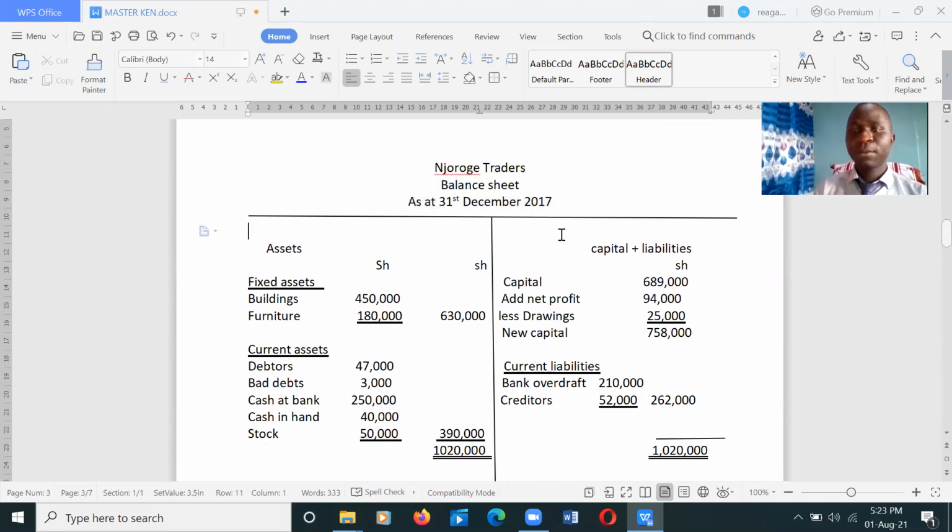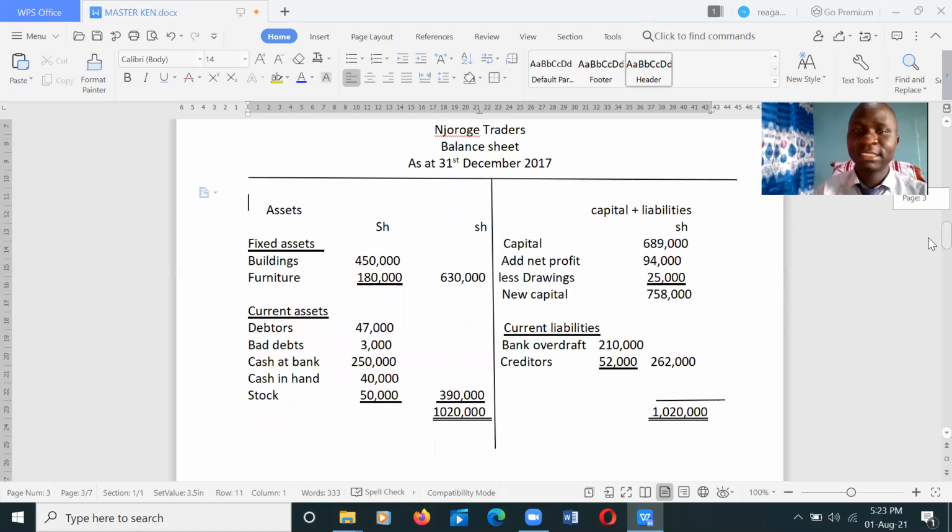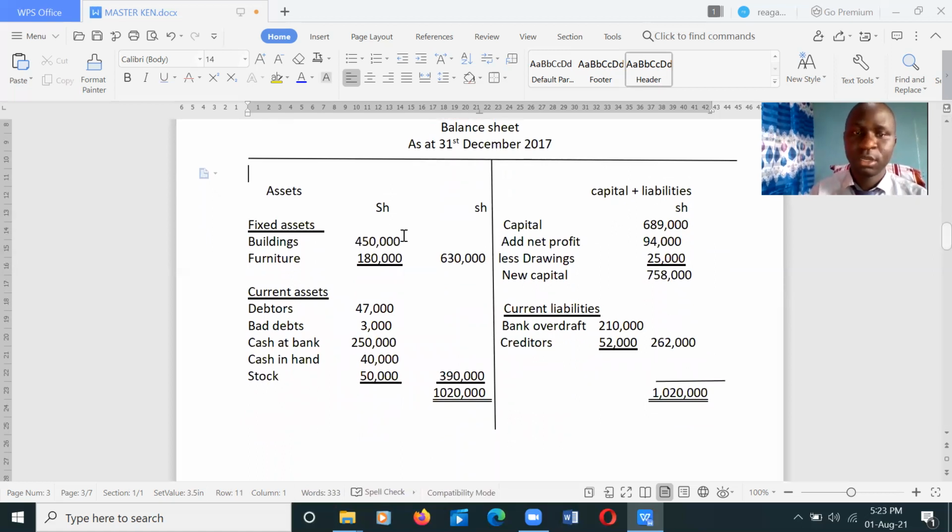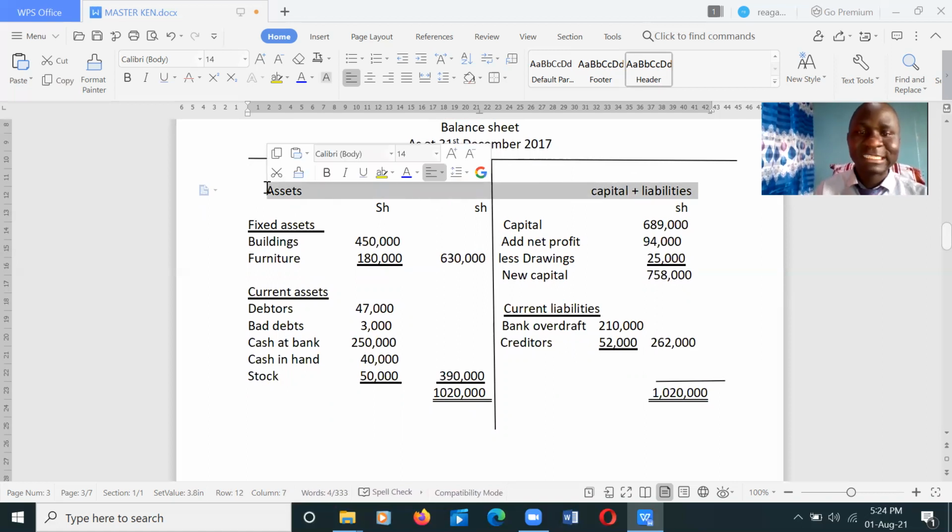It's important to know that when you're preparing a balance sheet, we use the words as at. But when it comes to the trading profit and loss account, we use the words for the period ending or for the period ended. Those are the two terms we use. Now, when you're preparing a balance sheet, we start with our bookkeeping equation. What does our bookkeeping equation state? It states that assets equals capital plus liabilities. This bookkeeping equation is very important for any student: assets equals capital plus liabilities.